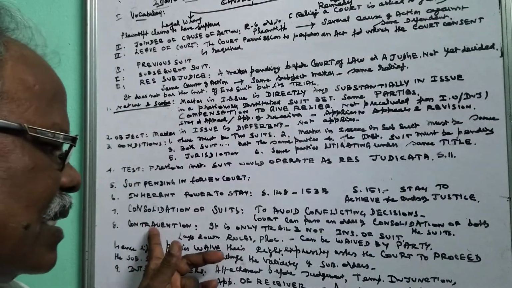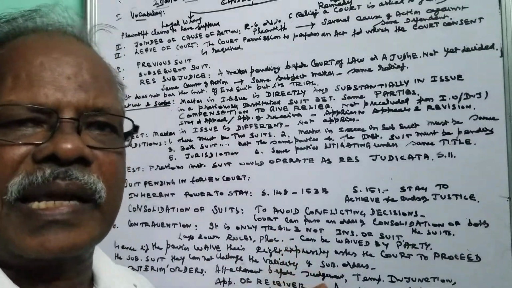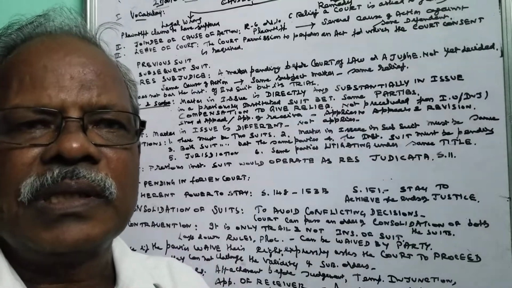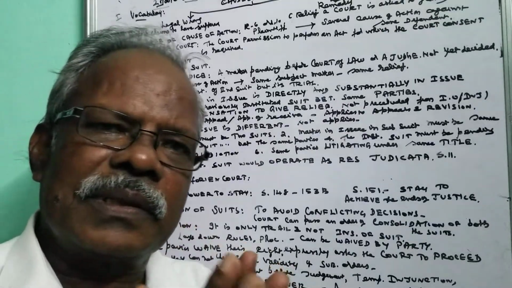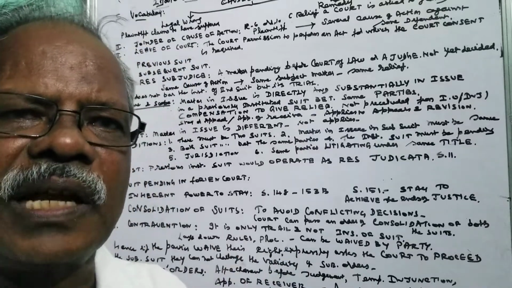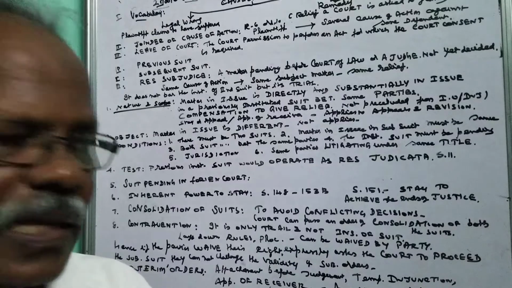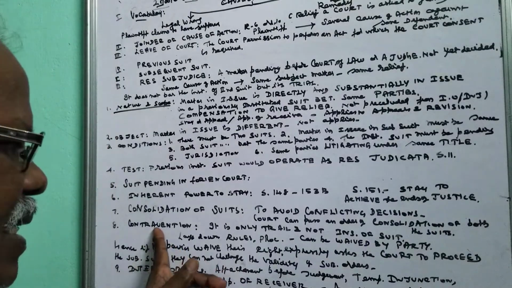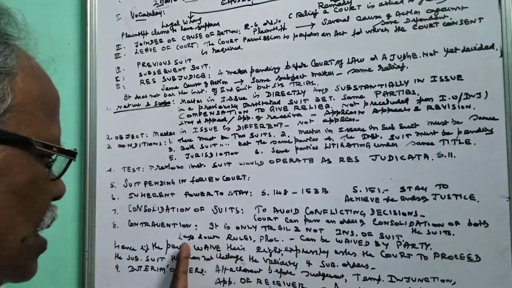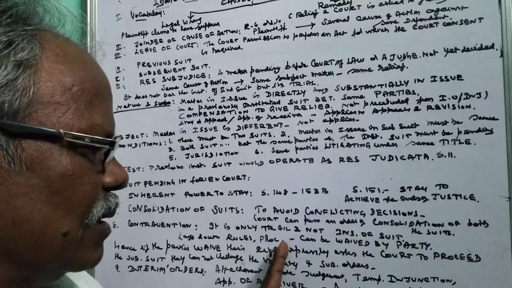Then contravention. Contravention means it is only the trial that is barred, not the suit. The institution of the previous suit and the subsequent suit is allowed, but not the trial. That is called contravention. It is only the trial and not the institution of the suit. And it lays down a rule of procedure.